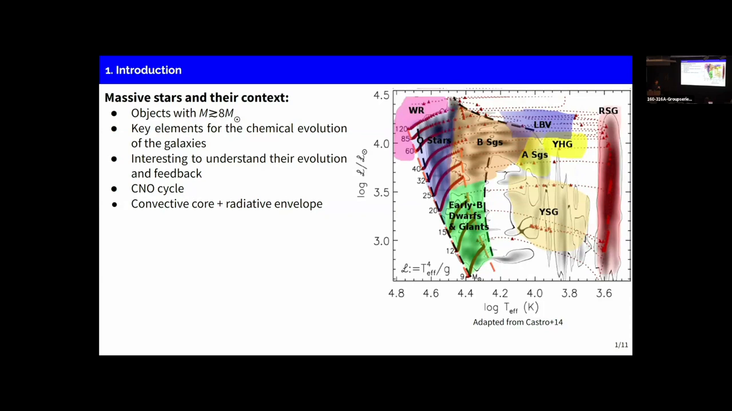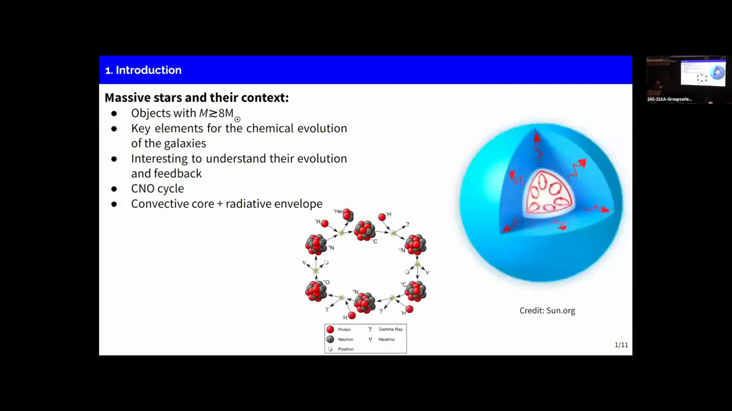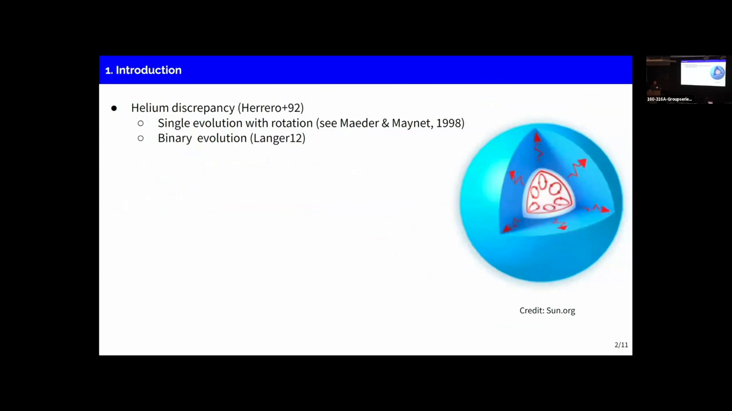The main energy production, in this case, is by the CNO cycle, and that talks about the structure that is formed with a convective core and a radiative envelope during the main sequence. But already in the 90s, the so-called helium discrepancy was discovered, which is an overabundance of helium and other CNO products on the surface of the star in a non-expected evolutionary state, when it's too young.